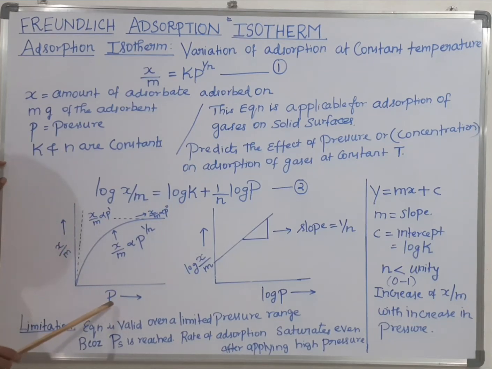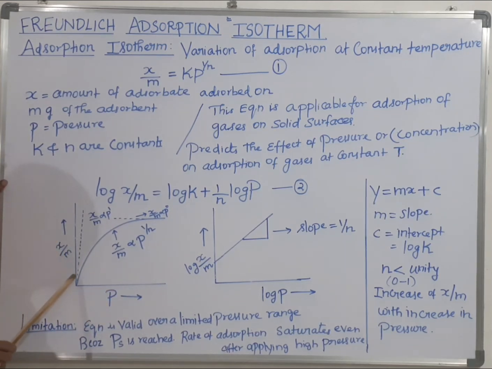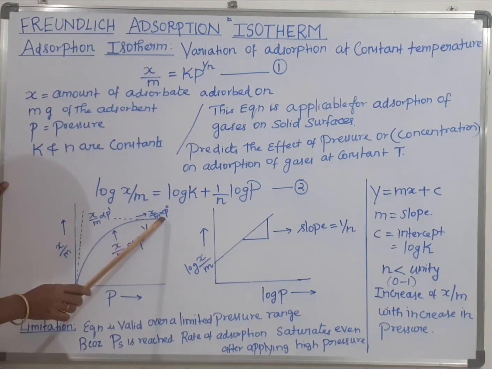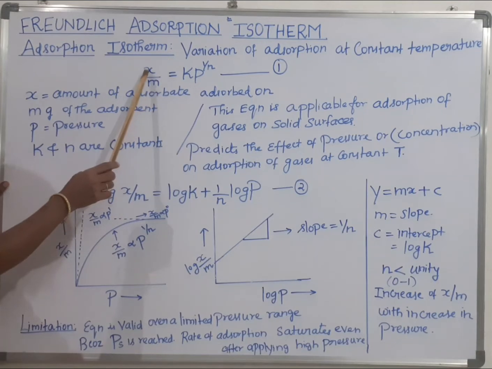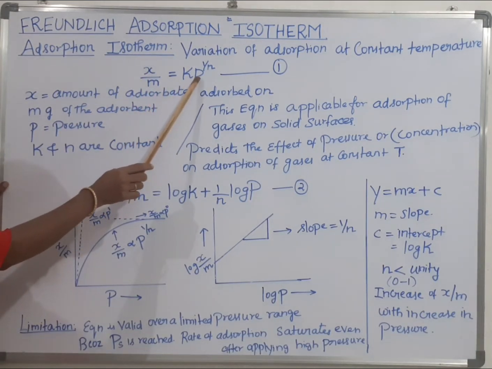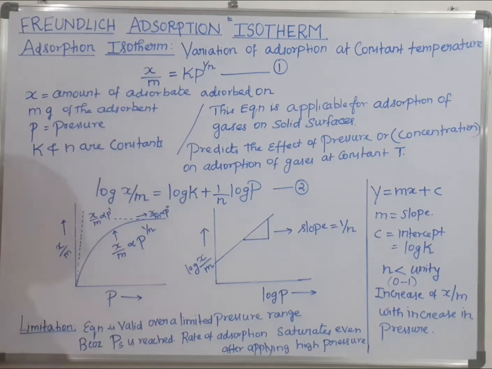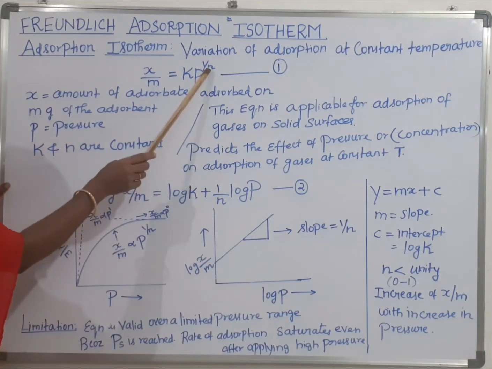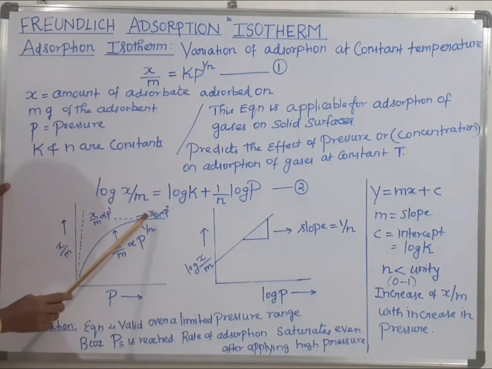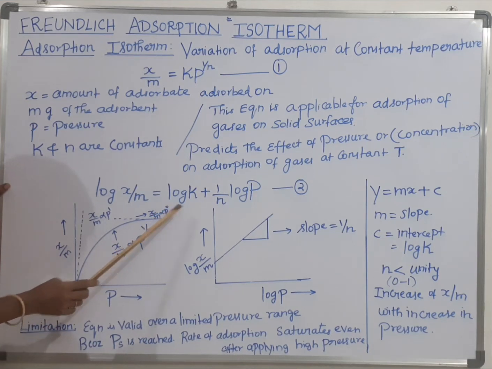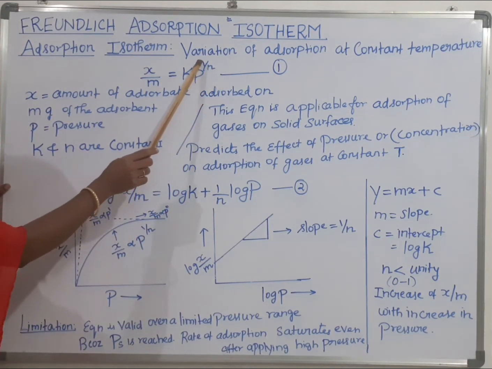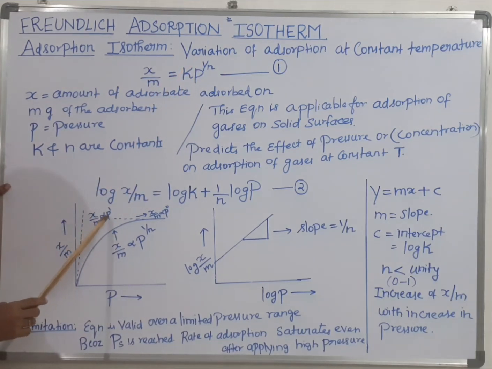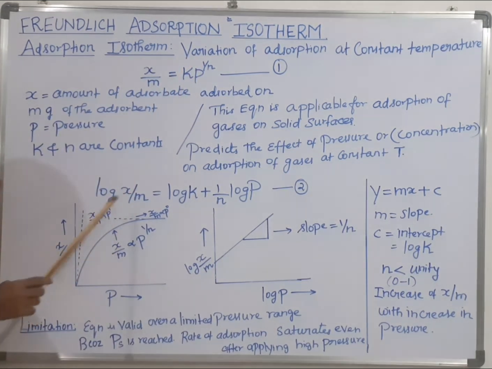x by m is plotted against p. That is, x by m is the amount of adsorption. p is the pressure. So as pressure increases, the amount of adsorption also increases. Let us see the graph. The adsorption increases. That is, in the first equation x by m is directly proportional to p power 1 by n. So let us substitute the value of n. If n is equal to 0, the power of p becomes 0. So x by m is proportional to p power 0. If n equal to 1, the power of p becomes 1. So x by m is proportional to p power 1. Okay. This is the graphical representation.